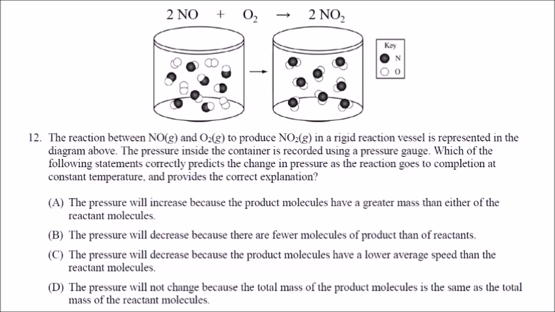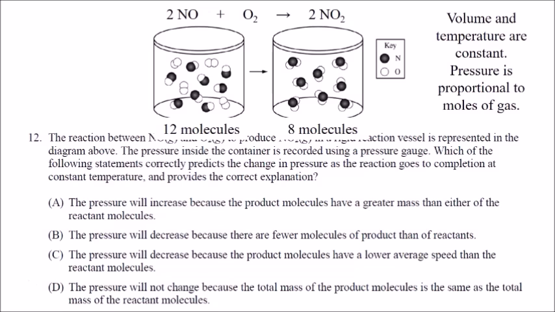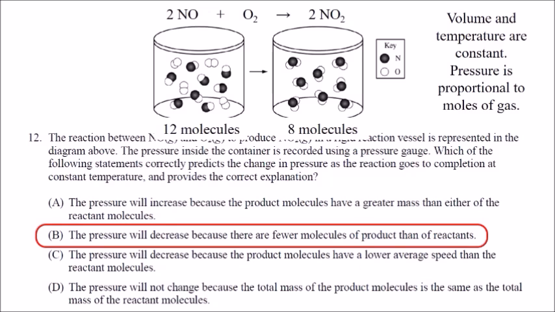So if you count the particles, before the reaction we have a total of 12 molecules of gas. After the reaction, we have a total of 8 molecules of gas. And we're monitoring the pressure. What's not changing in this experiment would be the volume, because it's a rigid container, and the temperature is constant. So pressure is proportional to the moles of gas. Since there is an overall decrease in the number of molecules of gas in the container, then the pressure should decrease. The correct answer is B.